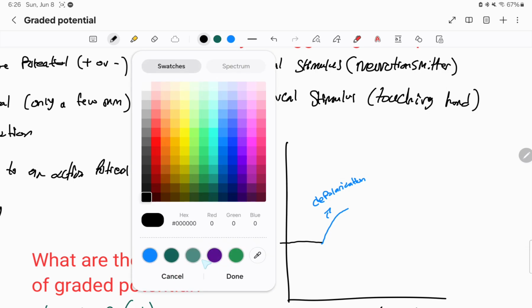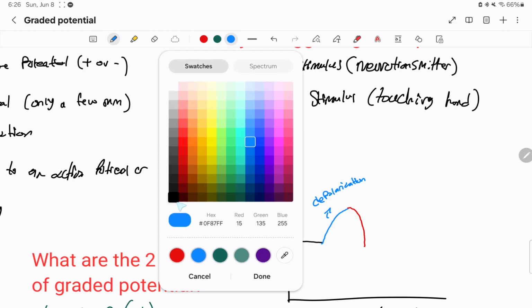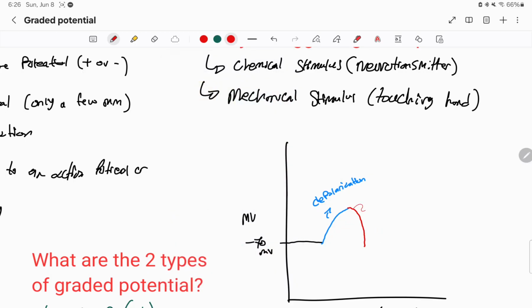Now, when the membrane is returning back to resting membrane potential, because it always does, remember, we said that there are leaky channels and sodium-potassium ATPases that always bring us back to resting membrane potential. That's where the cell wants to be. That is also given a name. That's called repolarization. Okay? Repolarization.